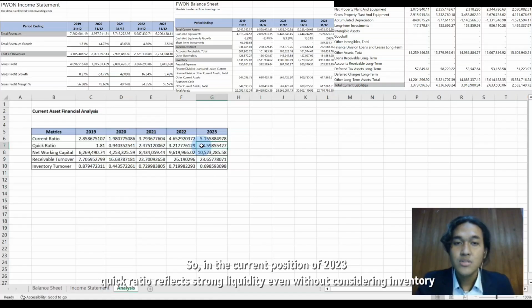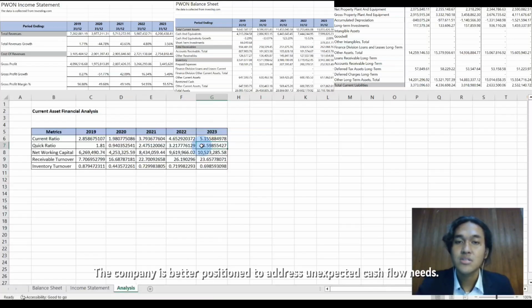So, in the current position of 2023, the quick ratio reflects strong liquidity even without considering inventory. The company is better positioned to address unexpected cash flow needs.